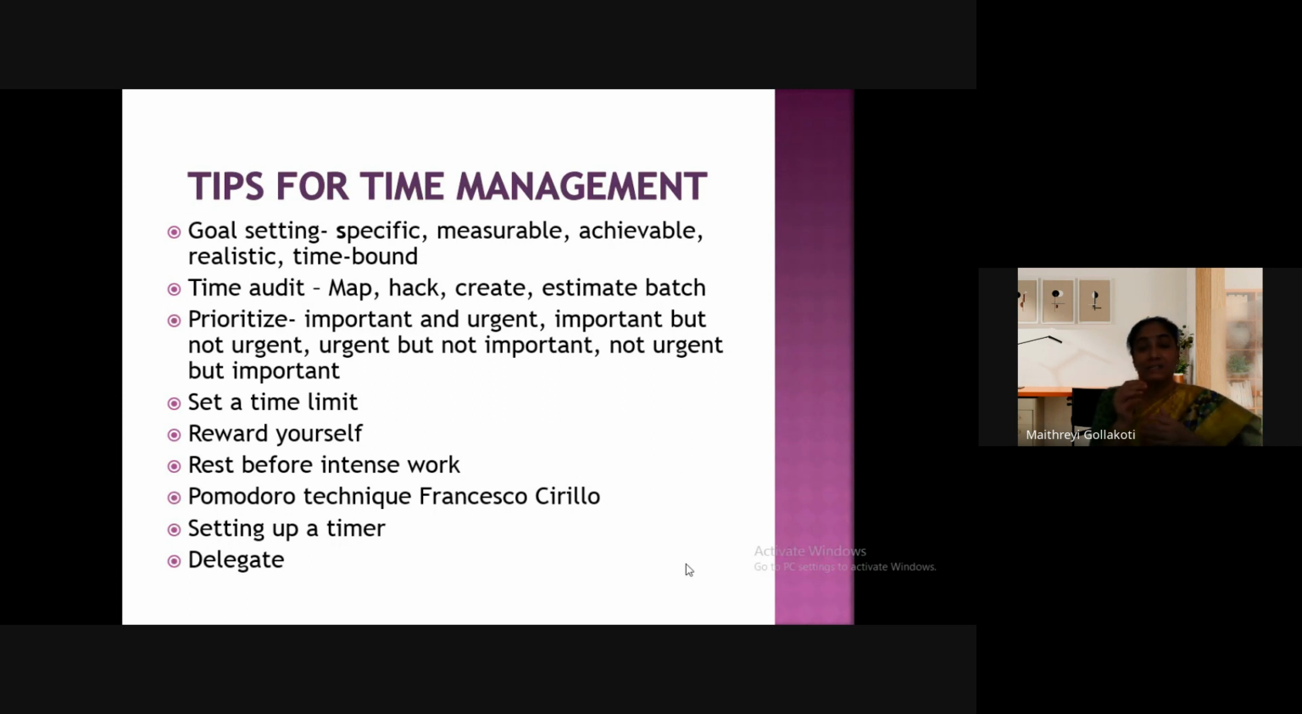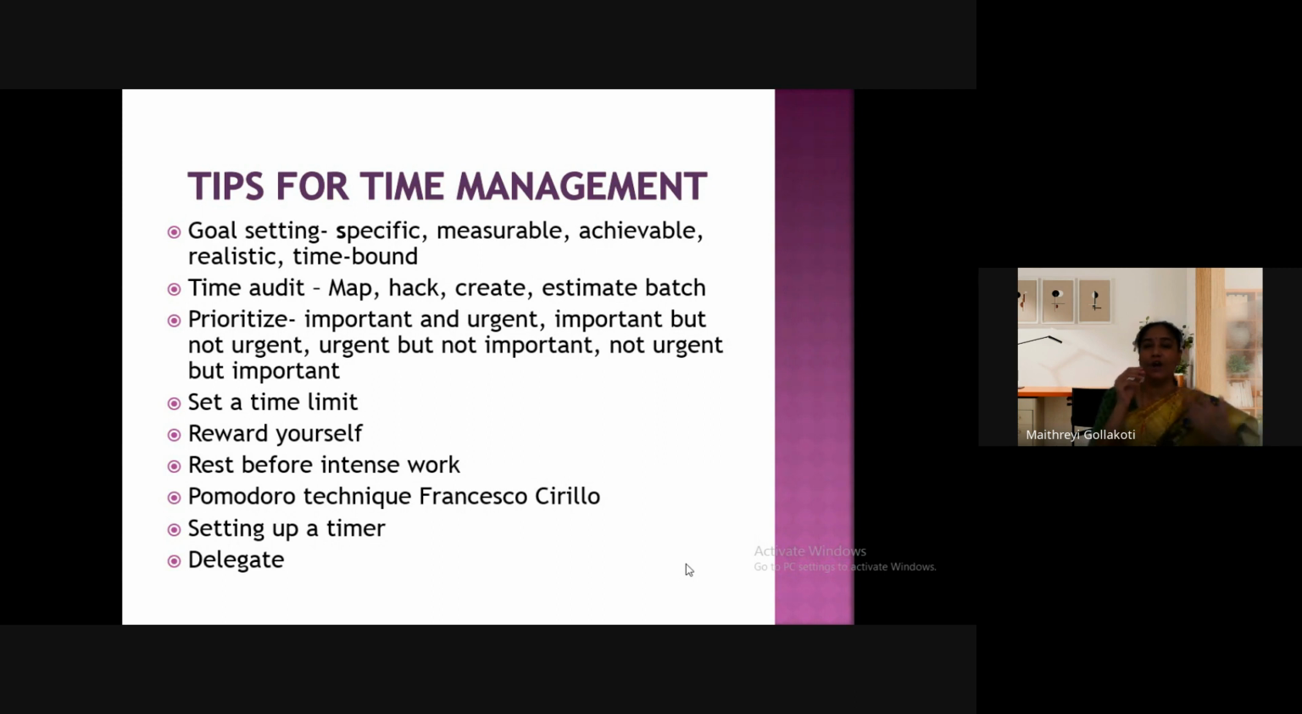Okay. Next, set a time limit. This is also very important. For everything, we have to set a time limit. Suppose I have 3 bundles of papers to do today. So then what am I going to do? I have to finish these bundles within 60 minutes or within two chunks of 30 minutes. Like that, you make a plan and do it.